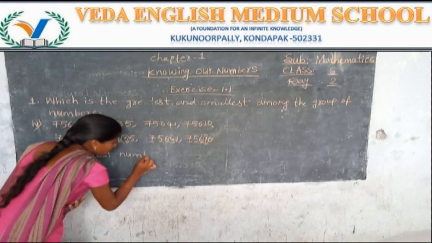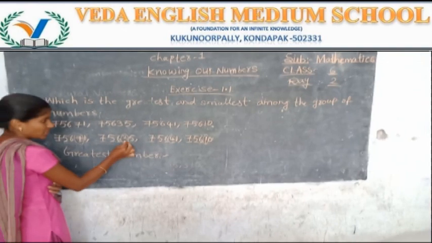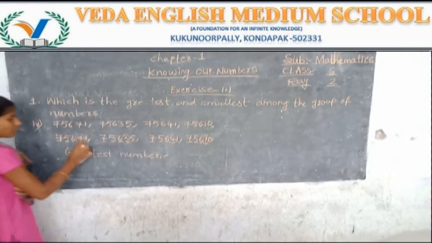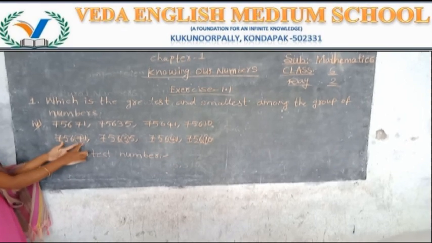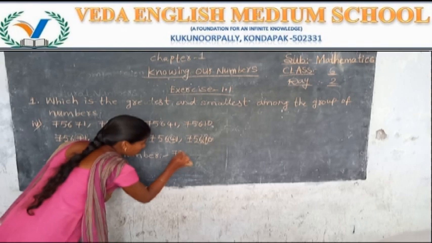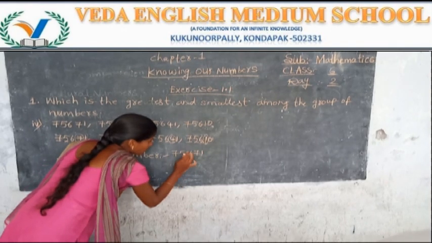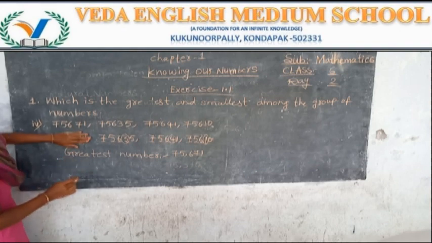Greatest number. Now compare these digits: 7, 3, 4, 1. What is the greatest number out of these? 7 is the greatest number. So 75,671 is the greatest number. That means 75671 is the greatest number. Now see, this number is completed.